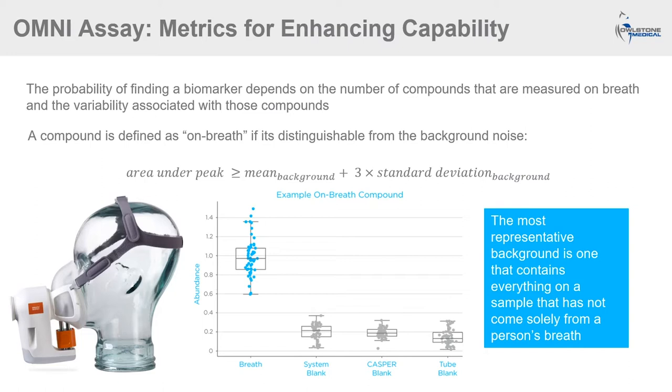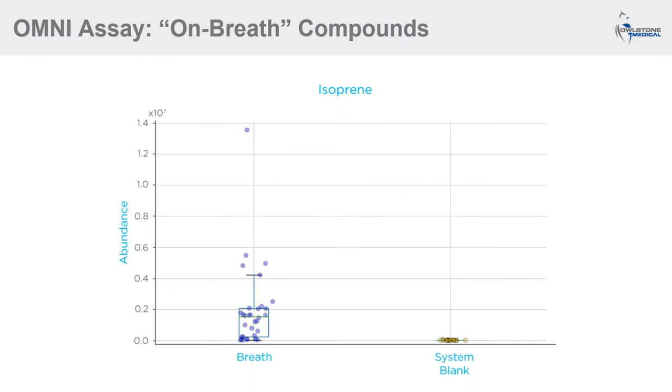So the most representative background is one that contains everything in a sample that's not come solely from a person's breath. Extensive R&D within Owlstone has shown us that typically the best proxy for chemical contamination in our breath samples is actually the system blank. So that's generally the blank that we use. Now, in this example, you can see the abundance of this VOC on breath is significantly higher than it is on the background samples. That means that we have high confidence that VOC is coming from breath, that it's true biological signal.